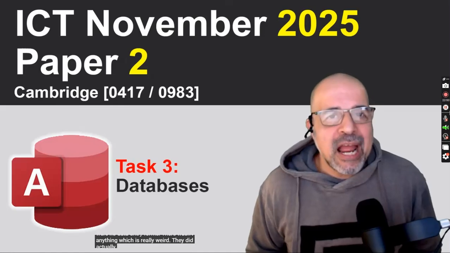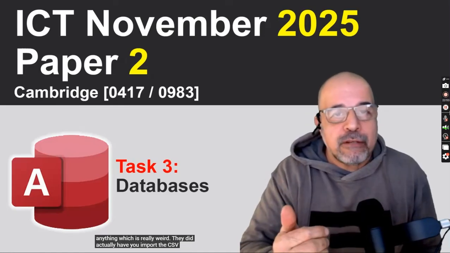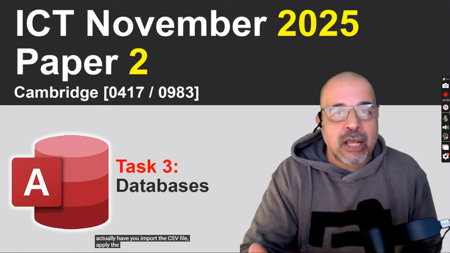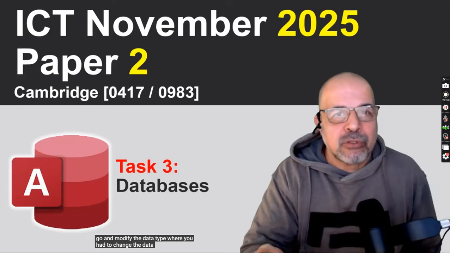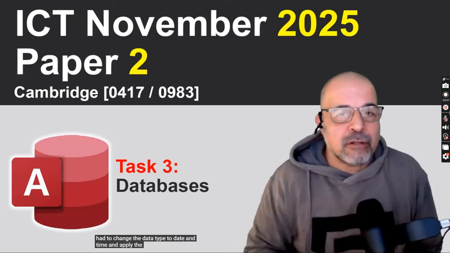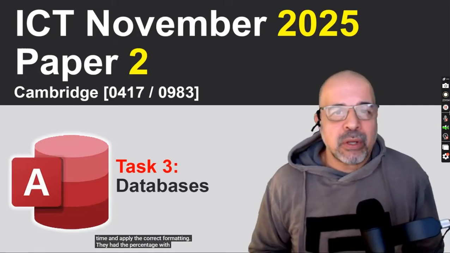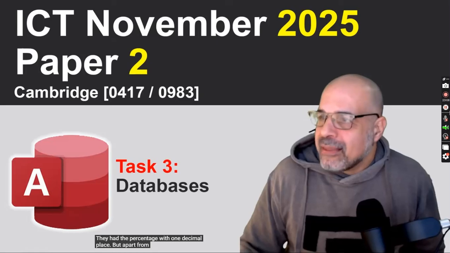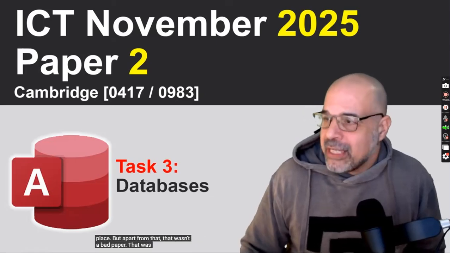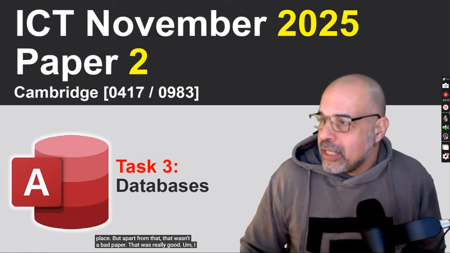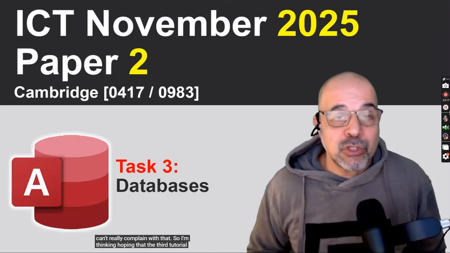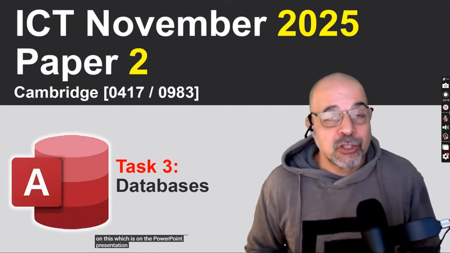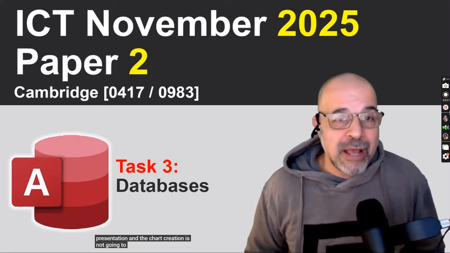They did actually have you import the CSV file, apply the data types, and then make you go and modify the data type where you had to change the data type to date and time and apply the correct formatting. They had the percentage with 1 decimal place, but apart from that, that wasn't a bad paper. That was really good. I can't really complain with that. So I'm hoping that the 3rd tutorial on this, which is on the PowerPoint presentation and the chart creation, is not going to be too bad either.